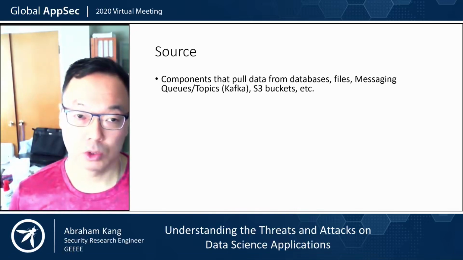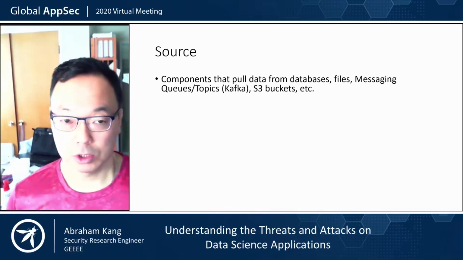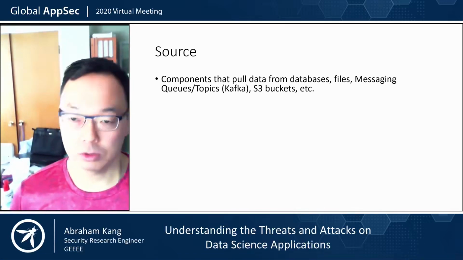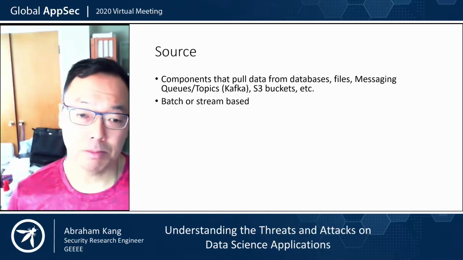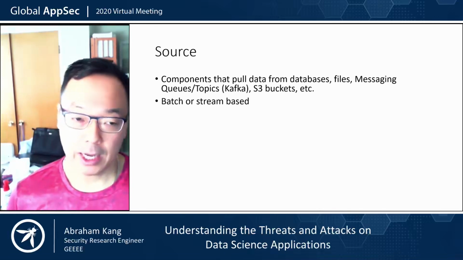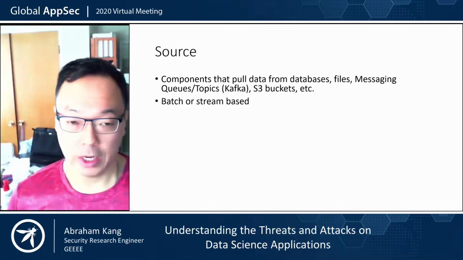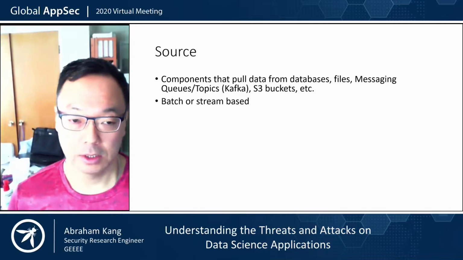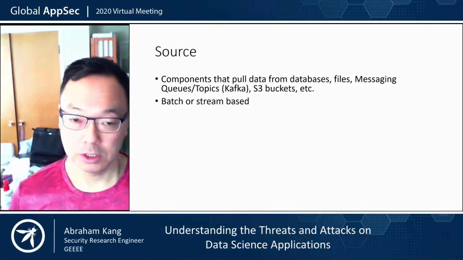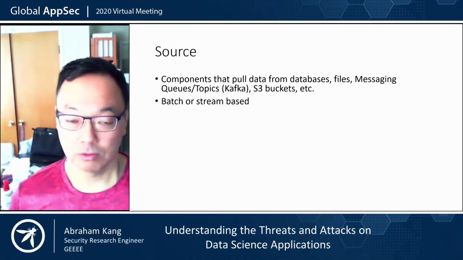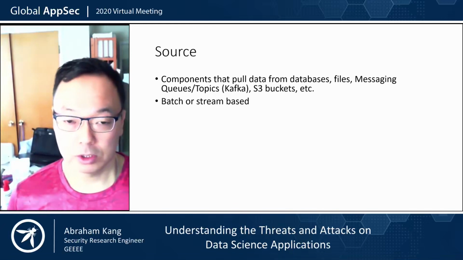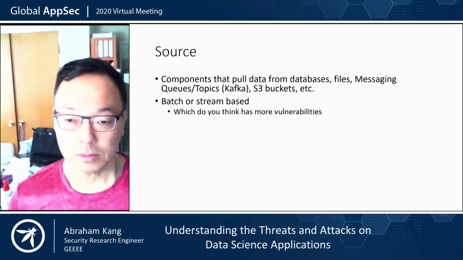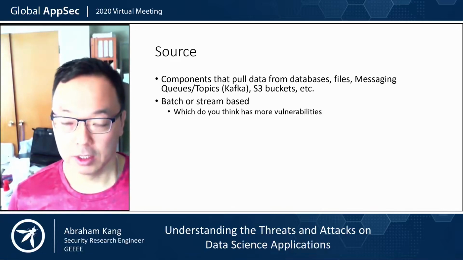Now let's talk about sources. Sources are components that pull data from databases, files, messaging queues, S3 buckets, and they can be batch or stream-based. Batch typically means you have a file and you're loading that file and processing it. Stream-based is where you're receiving events from some source, such as sensors, web logs, etc., and you're processing them in real time. Now let me ask you, which do you think has more vulnerabilities?